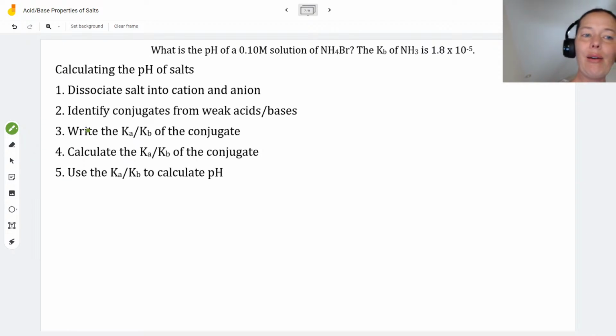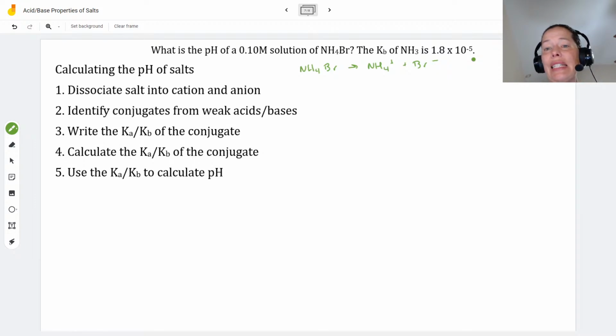Again, I am using my steps here, my 1 through 5 steps. So first, I'm just going to dissociate the salt into its cation and anion. So we have ammonium bromide, which will give me the ammonium cation and the bromide anion.